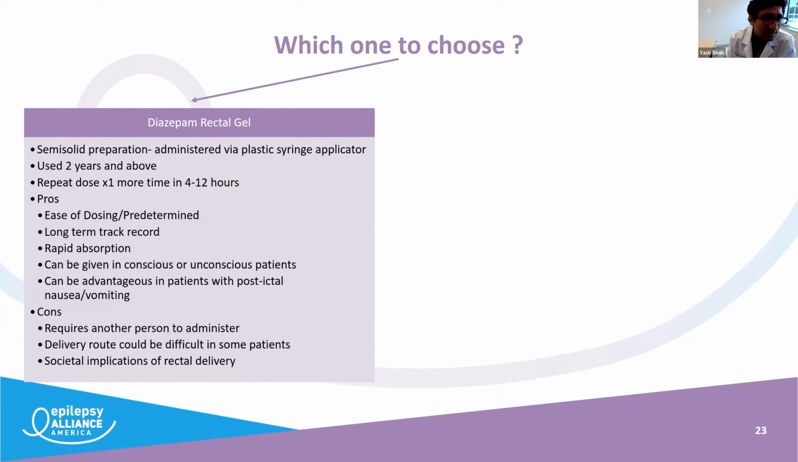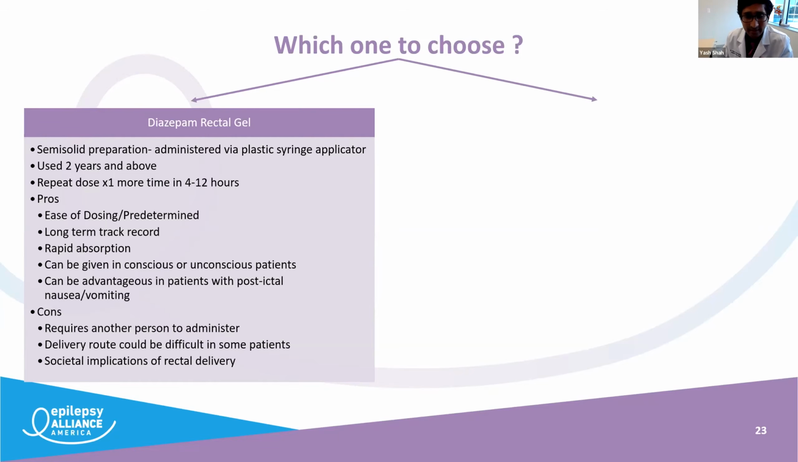Some of the disadvantages of rectal diazepam gel are that it requires another person to administer. The delivery route could be difficult in some patients, especially large patients, those in a wheelchair, and if they are moving a lot during seizures, it may be difficult to administer. And sometimes there are societal implications. For example, in a class with a lot of kids around, the school teacher may find it difficult to give if the child is older.